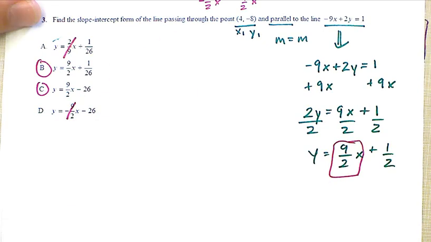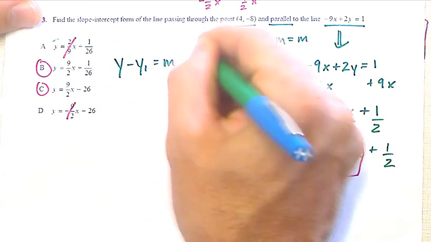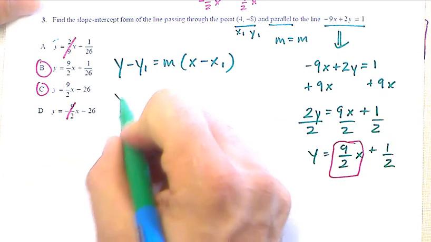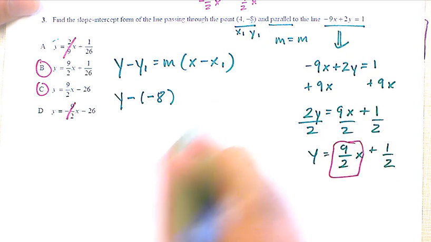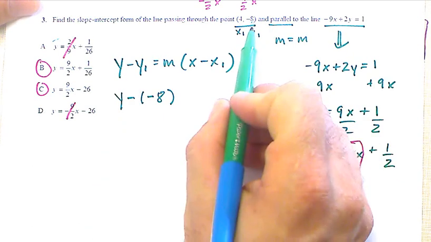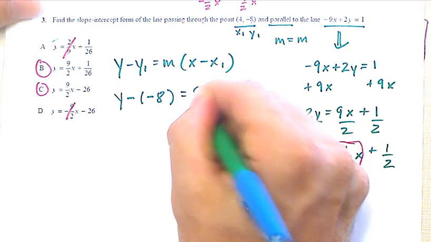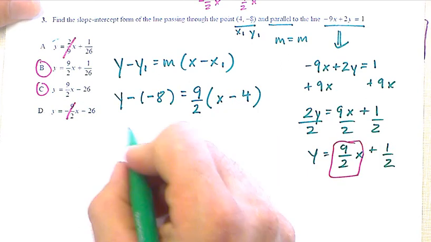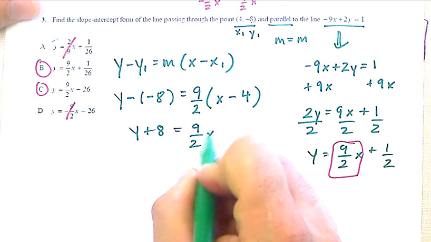Again, I go back to my y minus y1 is equal to m times x minus x1. Y minus a minus 8. That's important. The formula calls for a negative. The value is a negative, so it ends up being a positive number. X minus 4. Y plus 8. Yeah, okay, we have to deal with some fractions. That's okay.